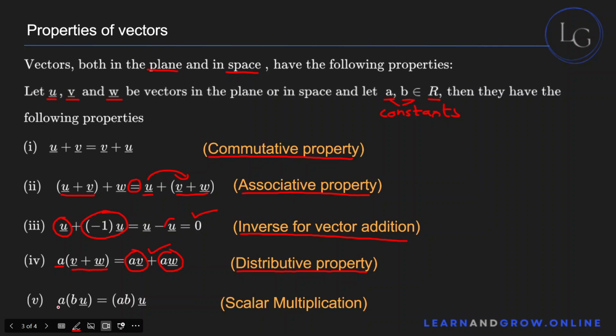Now, if you have a scalar a and a scalar b, and you multiply the scalar b with the vector u, and then you multiply a with that result, it's equivalent to as if you multiply the two scalars first and that result is then multiplied with the vector u. This is called scalar multiplication.